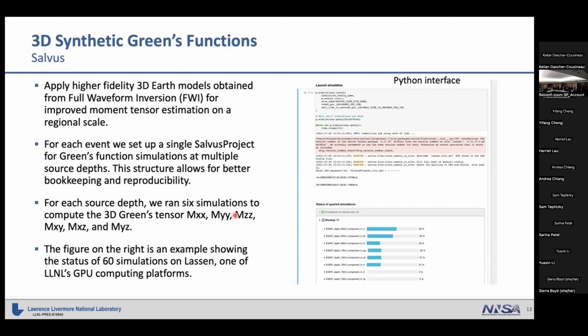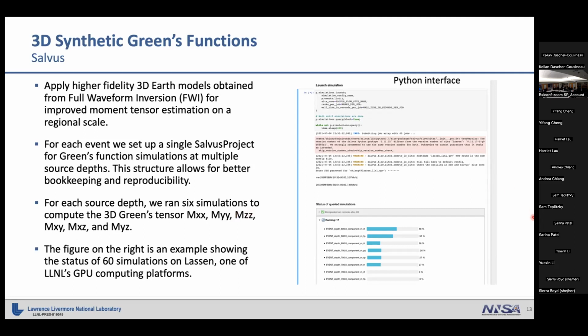And the figure on the right-hand side just shows an example of the status when we submit these runs. So this is for 60 simulations on Lassen, one of our GPU computing systems, and it's pretty quick. I think for this one, probably 5 to 10 minutes, and it's done.